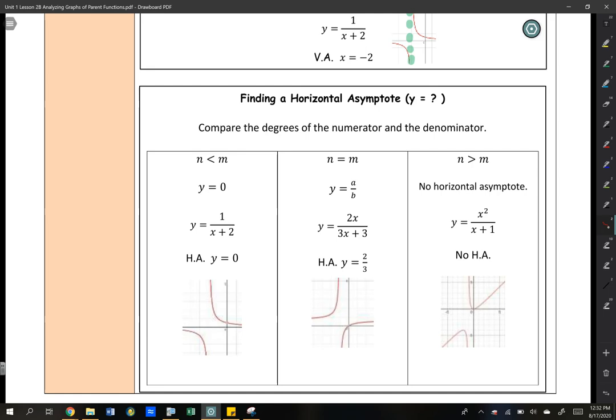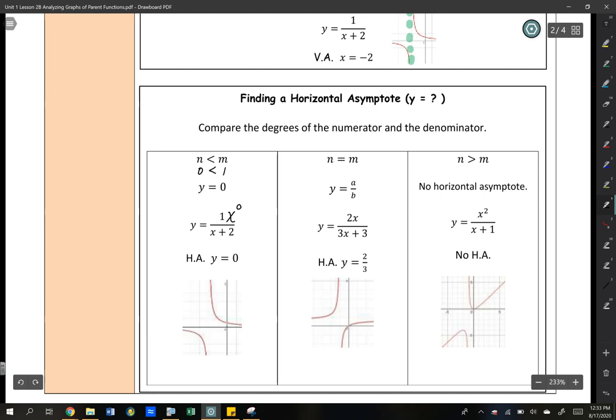So if we look at this first one, you're going to be asking me, what is the degree of the numerator? Well, remember the degree is the exponent of the greatest term in either the numerator or the denominator. So let's see here. You could think of this as having a term of x to the 0. Anything to the 0 power is 1. So the degree of the numerator is 0, and the degree of the denominator is 1. So 0 is less than 1.